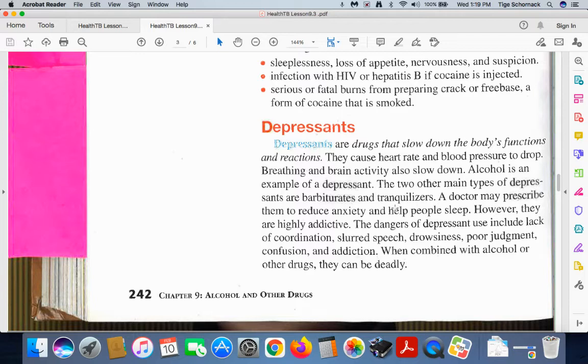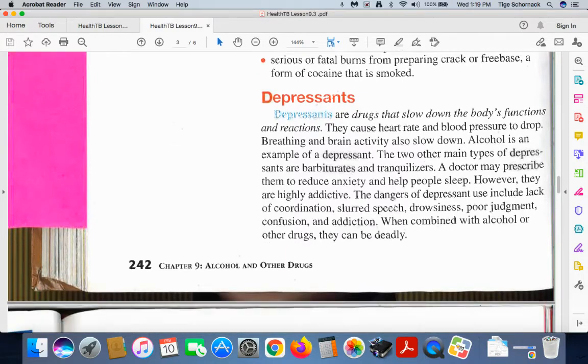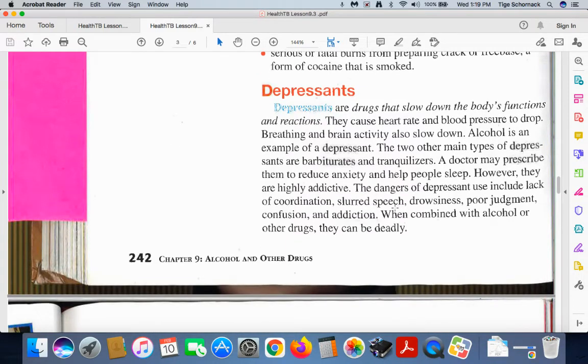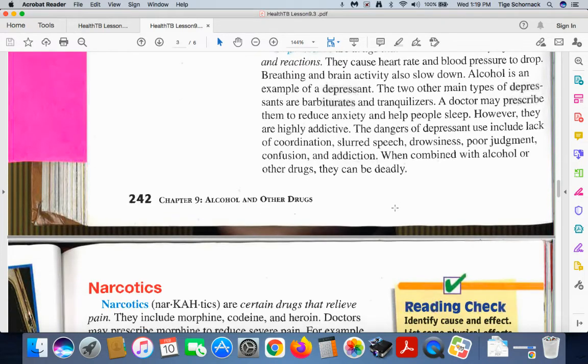A doctor may prescribe them to reduce anxiety and help people sleep. However, they are highly addictive. The dangers of depressant use include lack of coordination, slurred speech, drowsiness, poor judgment, confusion, and addiction. When combined with alcohol or other drugs, they can be deadly.